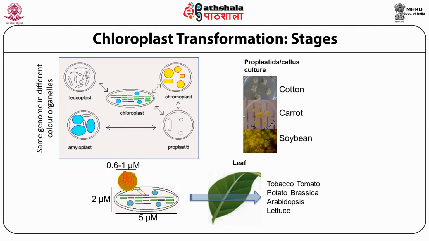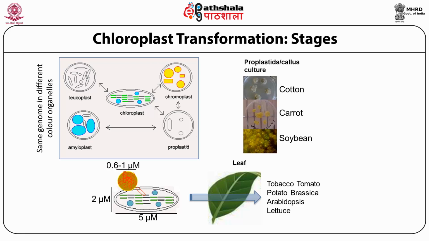Chloroplast transformation stages. There are different stages of plastids. Plastids can be present, like in tomato, in the form of chromoplast, in rice as etioplast, or in a very primitive stage it is called proplastid, and amyloplast in different forms of food. So there are different stages, but the particular thing to be noted is that all of these have different shapes and different colors, yet the chloroplast genome is the same. There will be the same nucleotides regardless of the colors.